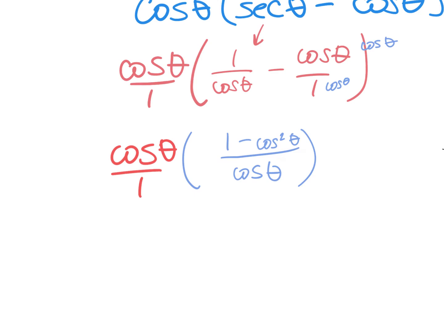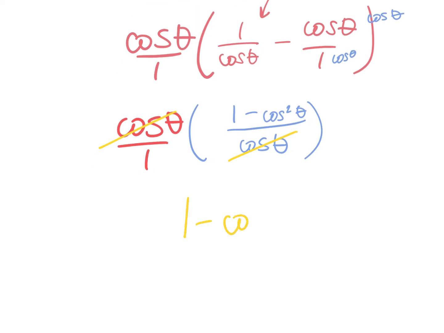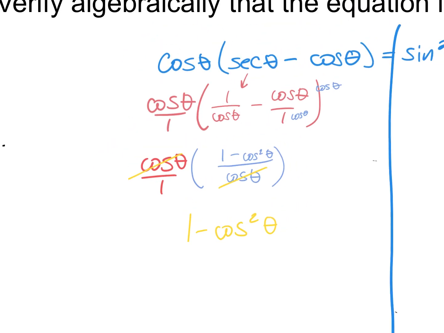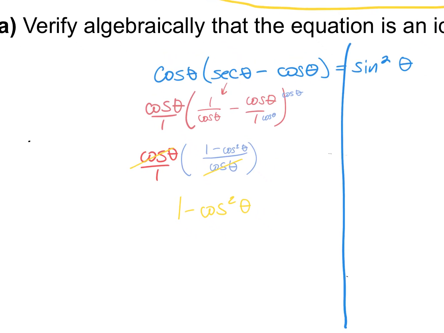Now, at this point, you can do a couple things. Do you notice how you have a fraction times a fraction? If I had 4 over 2 times x over 4, what could I do to the 4's? I could cancel them out. Do you have a cosine in a numerator and a cosine in a denominator that are not attached with a plus or minus? So, boom, cross those out. What are y'all left with? 1 minus cosine squared theta. Now, what are we trying to prove? That the left-hand side equals the right-hand side. We're trying to prove that 1 minus cosine squared theta is the same as sine squared theta.